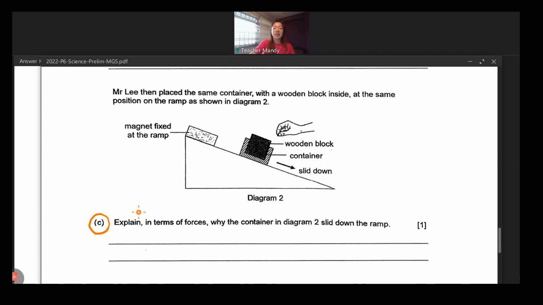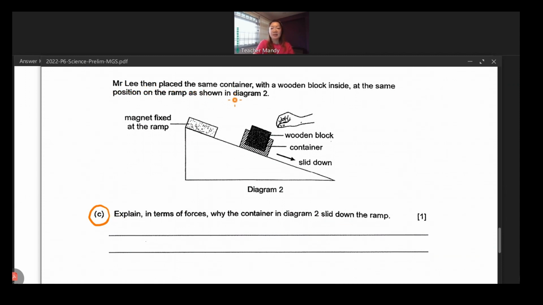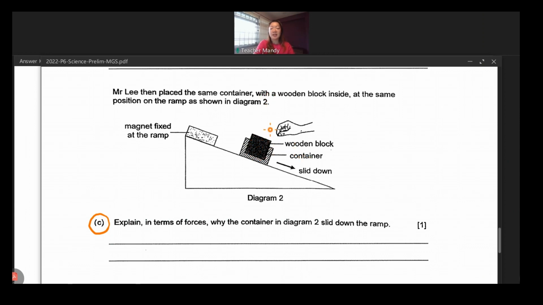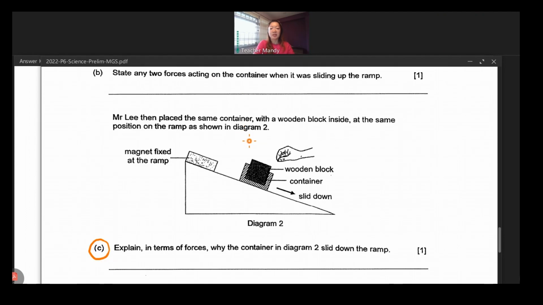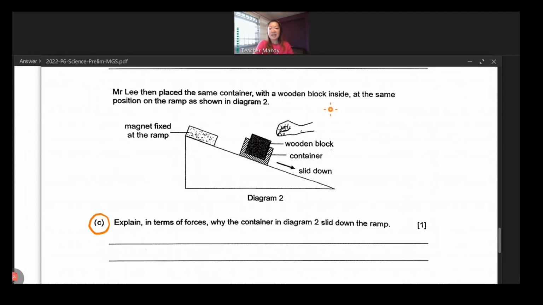Okay, we're looking here. So Mr. Lee then placed the same container, all right, with a wooden block inside. Okay, it's a difference there. At first, there's no wooden block. So now there is a wooden block, with a wooden block inside at the same position on the ramp as shown in diagram 2. We have a magnet fixed at the ramp, and then there's a container. Now it's slid down. Now explain in terms of forces why the container slid down the ramp.